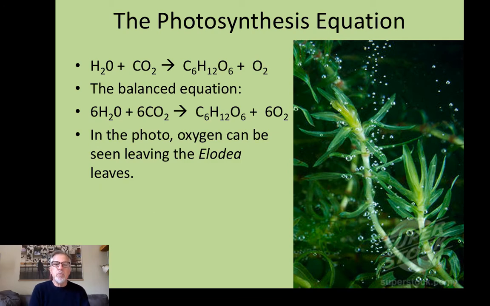In the photo here, we can see an example of photosynthesis in action. This is the aquatic plant called Elodea, and you can see that oxygen is bubbling out of its leaves when it is placed in bright light because photosynthesis is occurring, producing the waste product of oxygen.